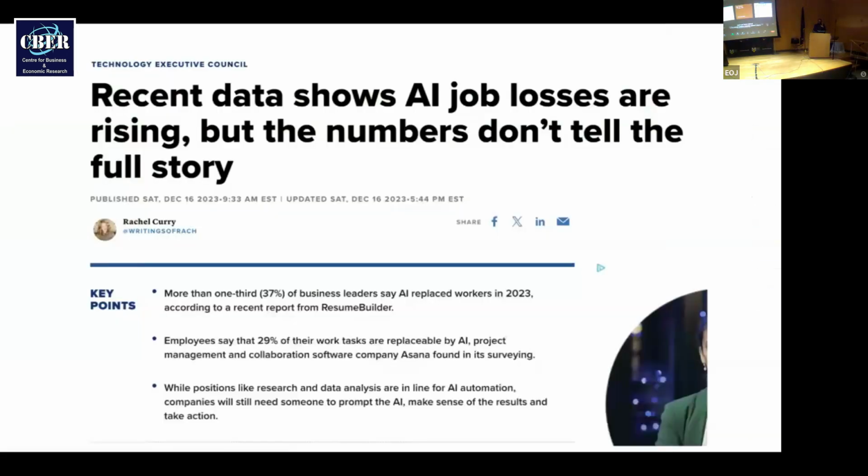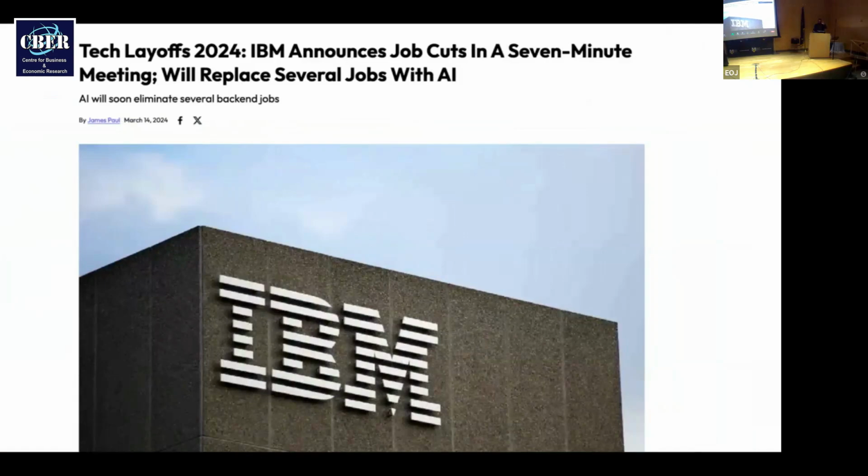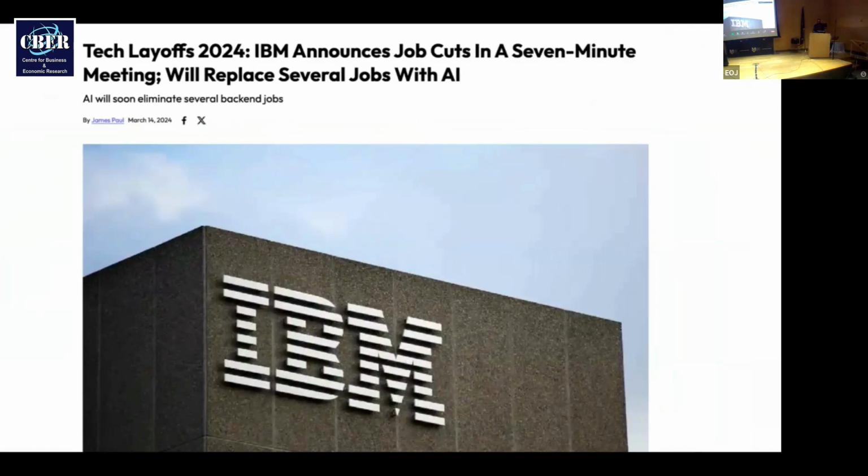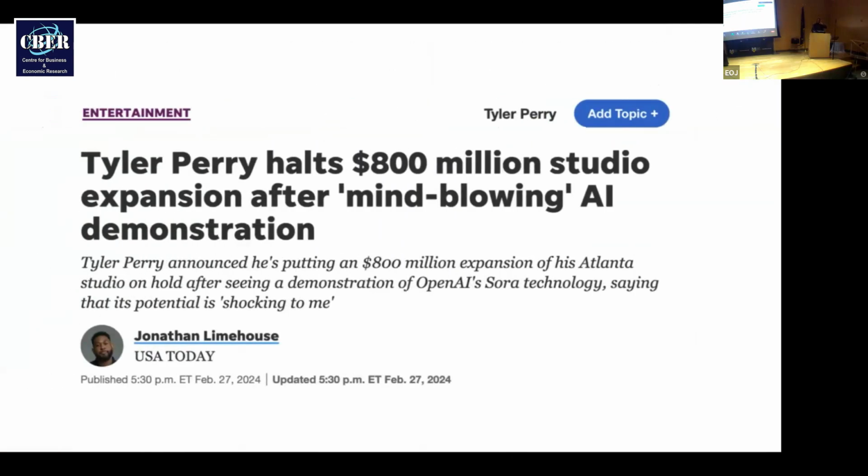All right, so I'm going to skip ahead to this. And I pulled some headlines. This one people will recognize. Tyler Perry, after seeing Sora, decided to keep the $800 million investment in a new film studio. He decided to keep it to himself.